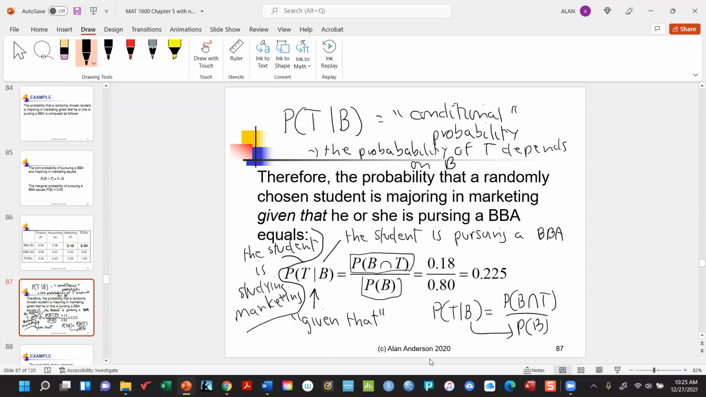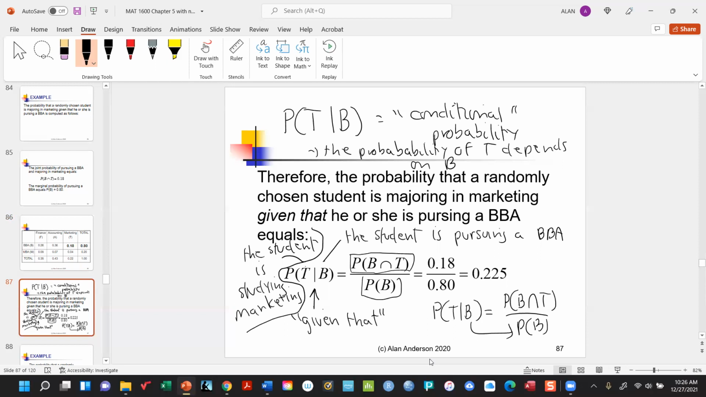That is always going to be in the denominator. The numerator will always be the joint probability of both B and T. So you notice we ended up with 0.18 over 0.80, which is 0.225. So that's how these are done. It's a little tricky, but you'll get used to it pretty quickly.